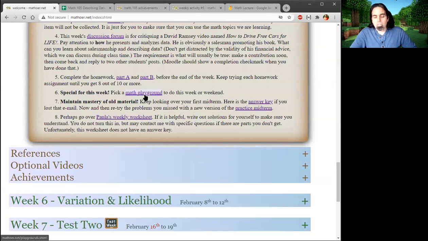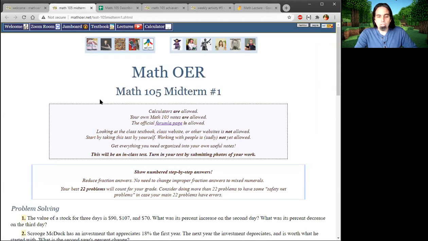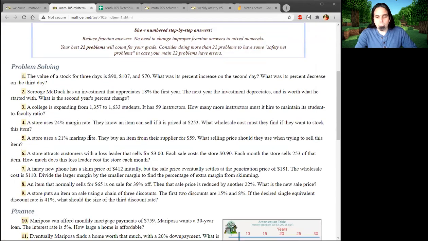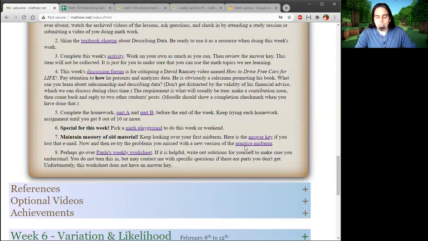The special thing this week is a math playground. I'm going to talk about that in just a moment. And the to-do list encourages you to not forget our old stuff just because we have a new topic. So answer key and midterm. So keep doing practice midterms. Even if you just do the problems you got wrong the first midterm once a week, then it will keep you up to date on how you have fixed things.